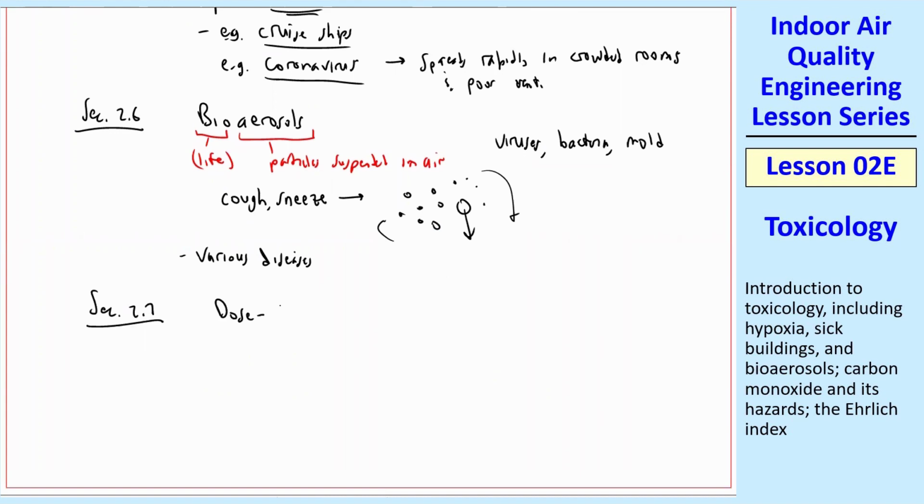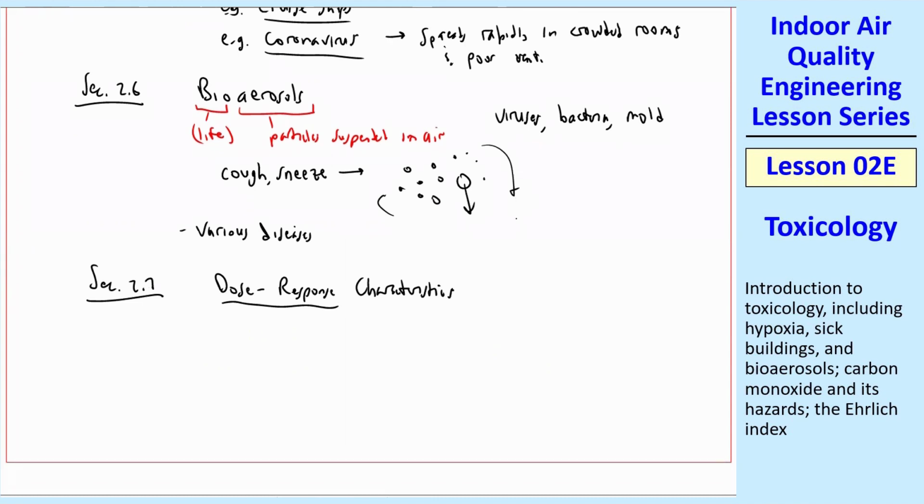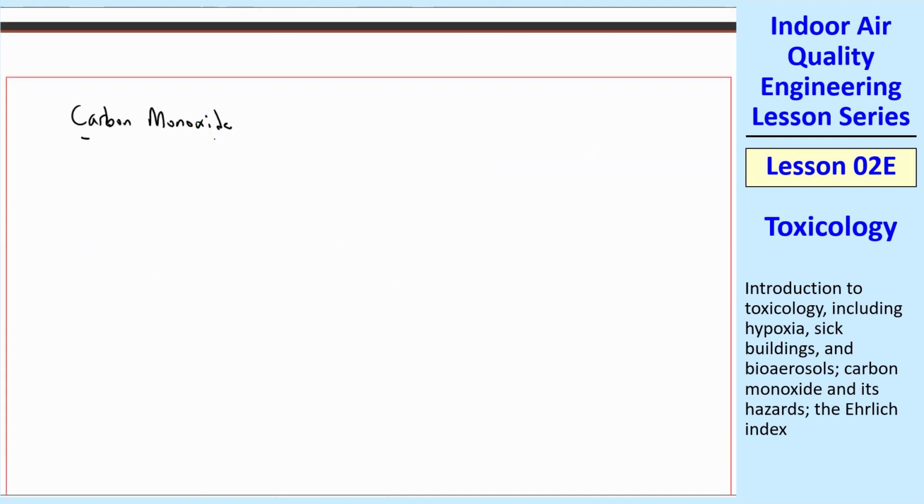Section 2.7 is dose response characteristics. I'm going to talk about dose response in detail in the next module, and body burden is something that we'll talk about. For now, I want to highlight two things: carbon monoxide poisoning and something called the Ehrlich index. I'll describe these in detail. So let's first look at carbon monoxide. And I'm not talking about CO2, carbon dioxide. This is CO, one oxygen instead of two.